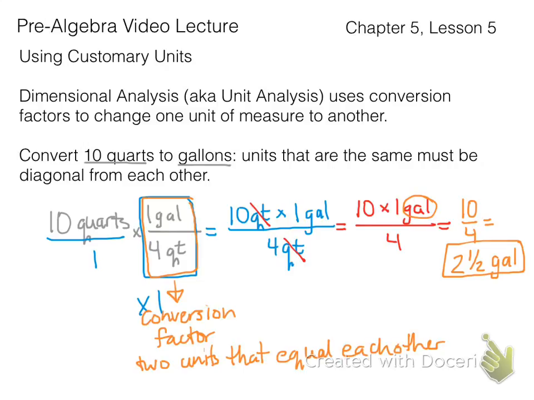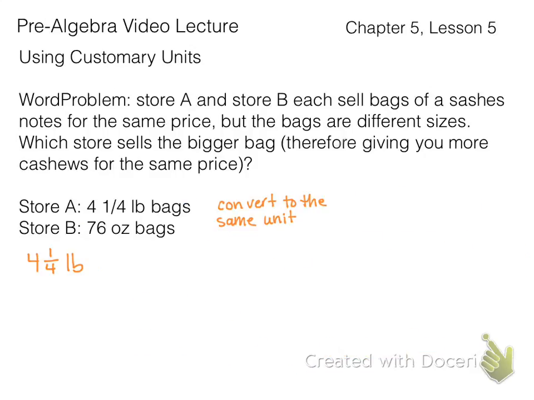All right, so conversion factor, 2 units that equal each other. That's what I'm multiplying by, is the conversion factor, and the conversion factor equals 1. One amount compared to the other unit amount, but they are the same amount of fluid or length or weight. Okay, moving on. Word problem.